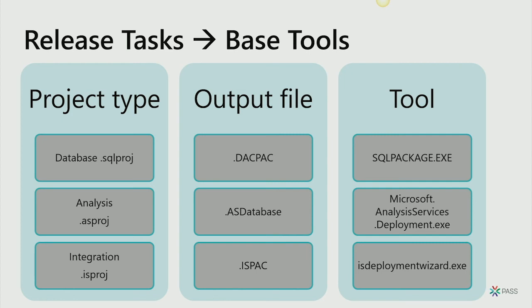Tabular projects, there's a command line tool called Microsoft.analysisservices.deployment.exe, which in your shortcut is called the deployment wizard. It doesn't even say anything about analysis services. And for the IS pack files, there is an IS deployment wizard executable tool that takes those and basically says, okay, connect to this place and deploy it. So underneath the covers, we're not actually going to see any of these three executables, but I want you to know that those are the things that are getting used.